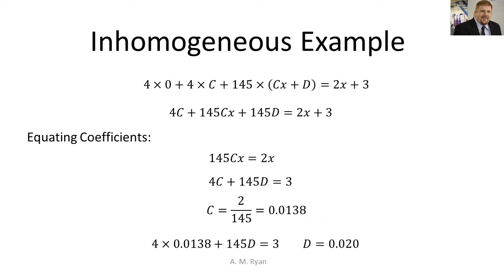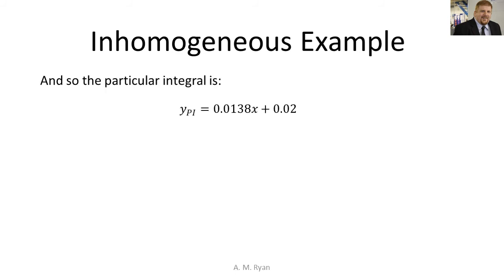And so our particular integral has been completed. We've got all the values, and our particular integral is 0.0138x plus 0.02. Keep that to hand, we're going to need it in a bit. Okay, but for now we'll leave that bit alone. Then we step on and we do the complementary function.